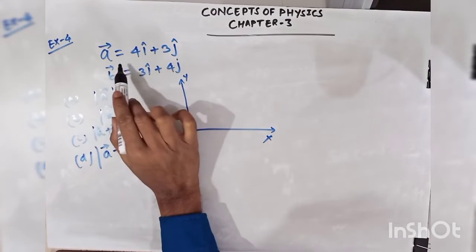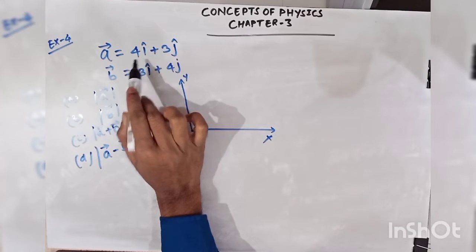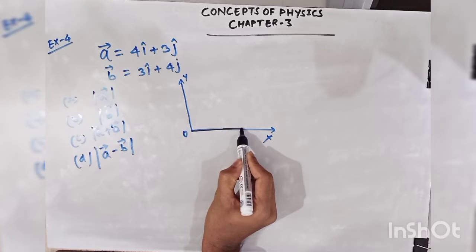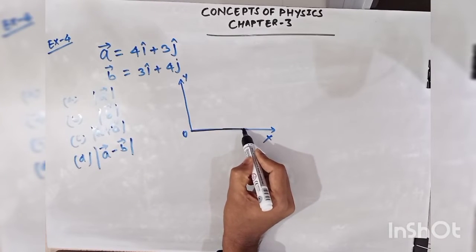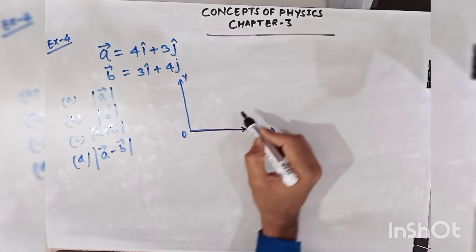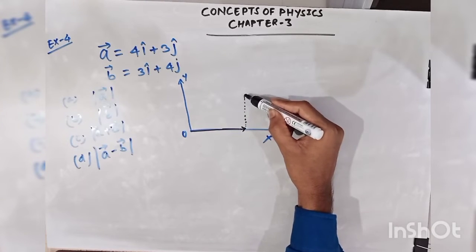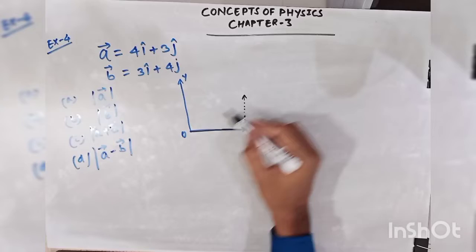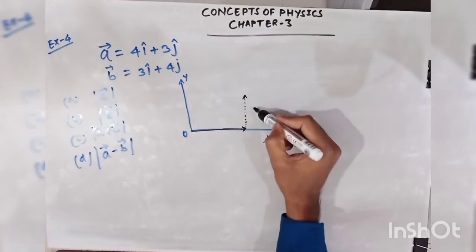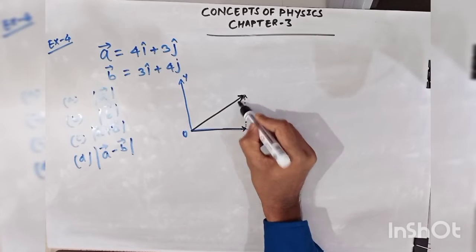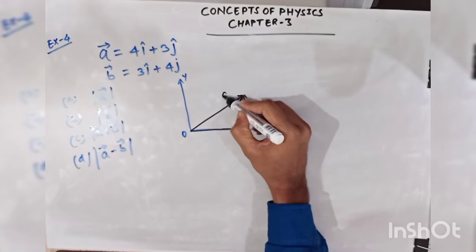Now A is 4 units in the direction of i. Okay, so 4 units would be somewhere here. Okay, and 3 units in the direction of y. So our vector A will look like this.